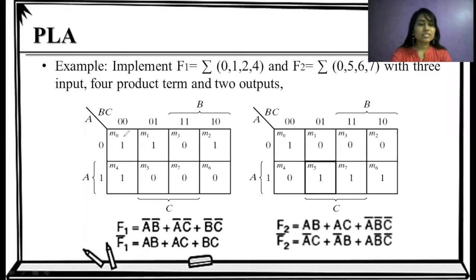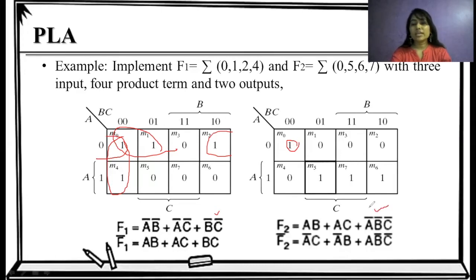Here for this term, we have a term B dash C dash. For this, we have A dash and B dash. And for this, we have A dash C dash. So this is how we make a function F1. Now for F2, we have a logical function. This is an individual term. We can't pair it with any. So here this logical term is A dash, B dash, C dash.